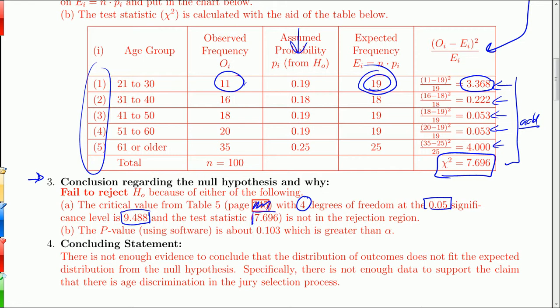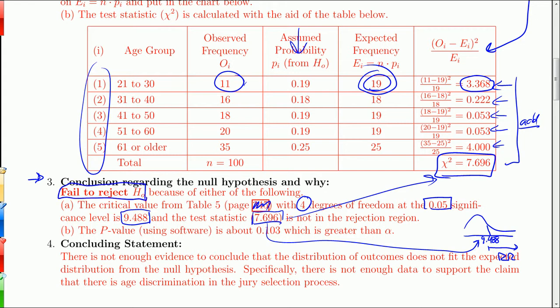And the test statistic, 7.696, is not in the rejection region. Specifically, if we draw this thing, and I'm running out of space here, the critical value is 9.488, and the rejection region is everything to the right. So this 7.696 is not in the rejection region, right? So we fail to reject the null hypothesis. If you're using software, you get a p-value of 0.103, and that's greater than alpha because our significance level here is 0.05.